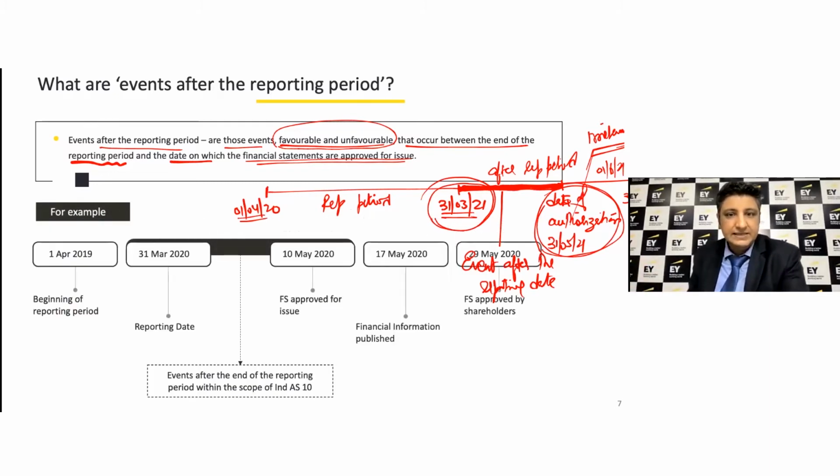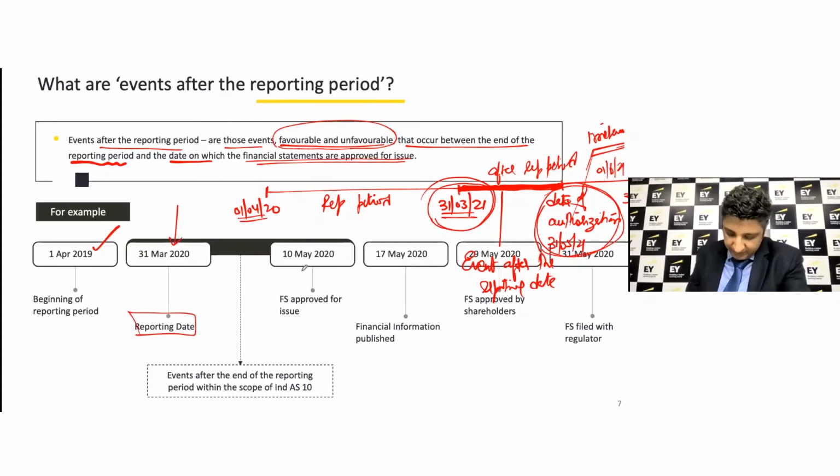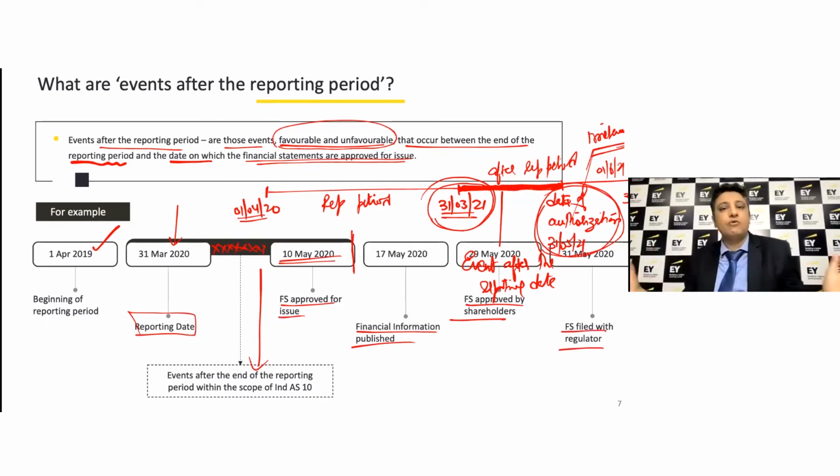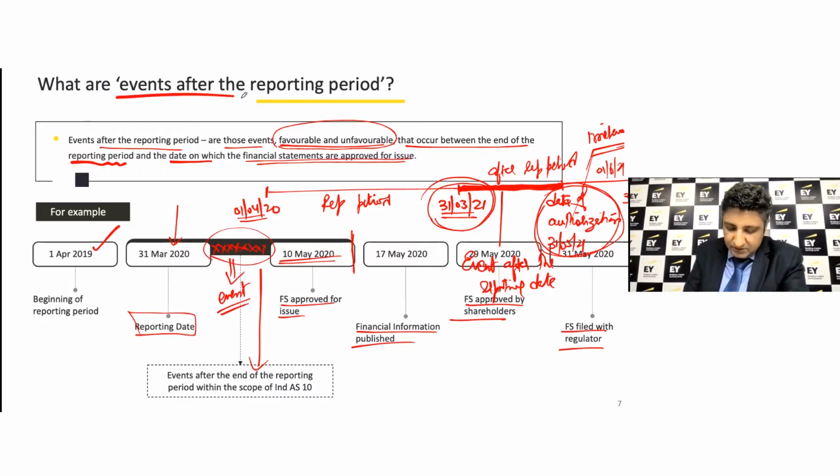We're given an example here. Let's say my year is 1st of April 19, ending 31st of March 20. This is my reporting date, and say 10th of May is the date the financial statements are approved for issue. Anything that happens between these two dates is indeed part of my events after the reporting period and would be covered within this Ind AS 10. Anything that happens after this date, no matter that you are publishing financial information, sending it to shareholders, they approve it, and it goes for regulation, is purely out of scope. That's not relevant for our consideration. An event taking place within the two dates would be within the scope of this standard, whether favorable or unfavorable.